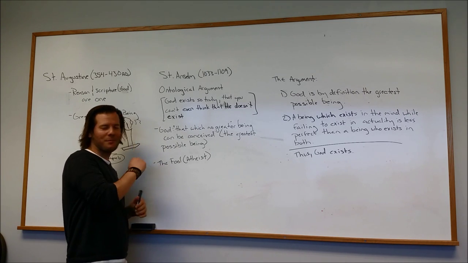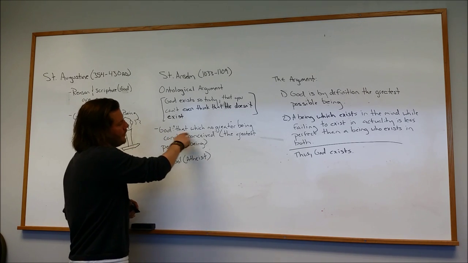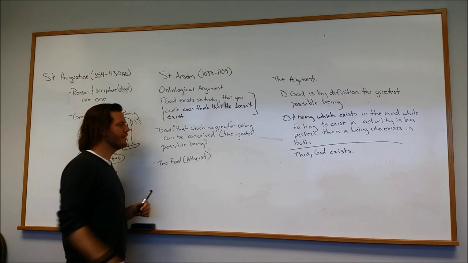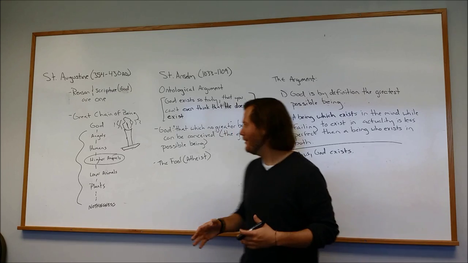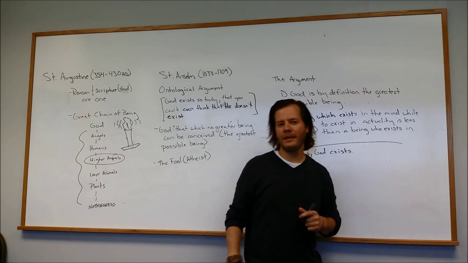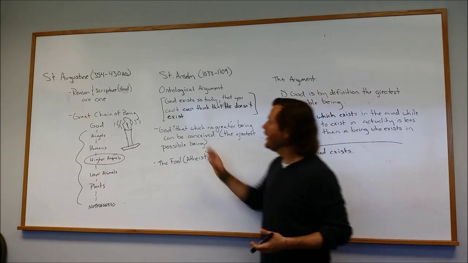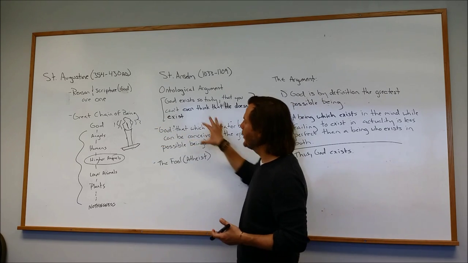And this is why we had the great chain of being earlier, because he defines God as that which no greater being can be conceived. He is the greatest possible being. Now, if we hadn't had this little idea about the great chain of being, this may sound weird. But as we see, look at St. Augustine. He's borrowing this idea.